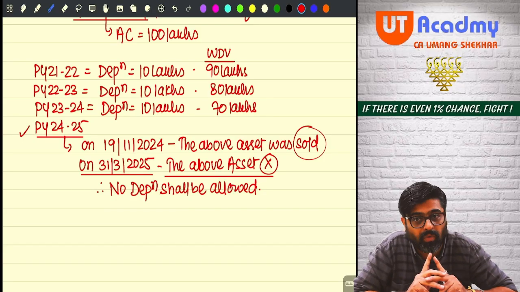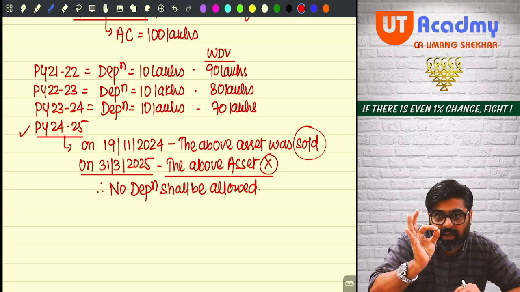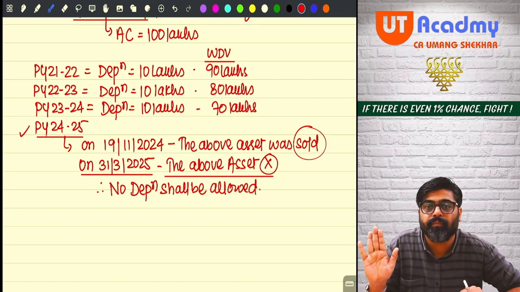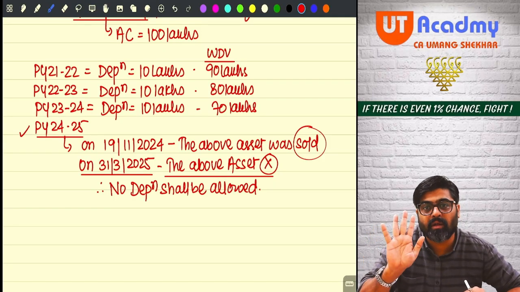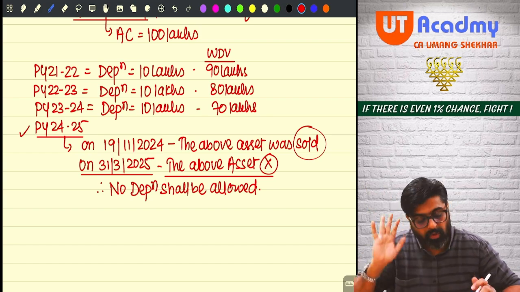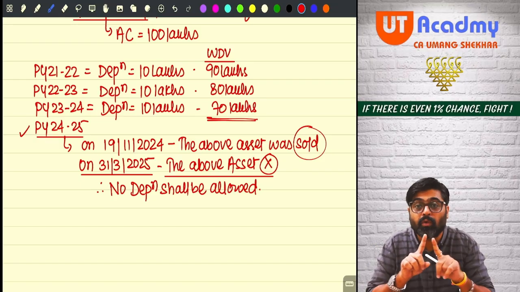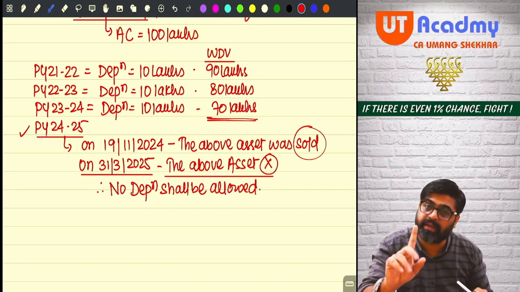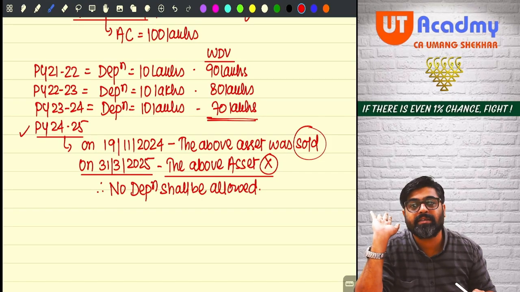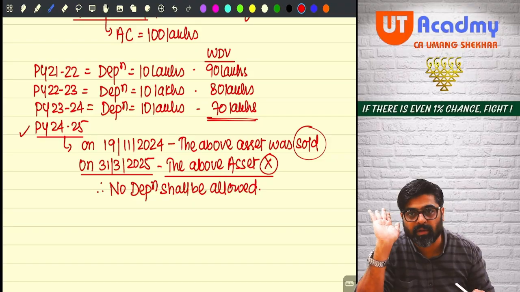No need to do here. No need to calculate depreciation till 19th of November. As on the date of sale on 19th November, what will be the WDV? The WDV will be 70 lakhs only without taking any depreciation. As on the date of sale, what is the WDV now? 70 lakhs. Understanding? Because we are not going to claim depreciation from 1st April to 19th November.